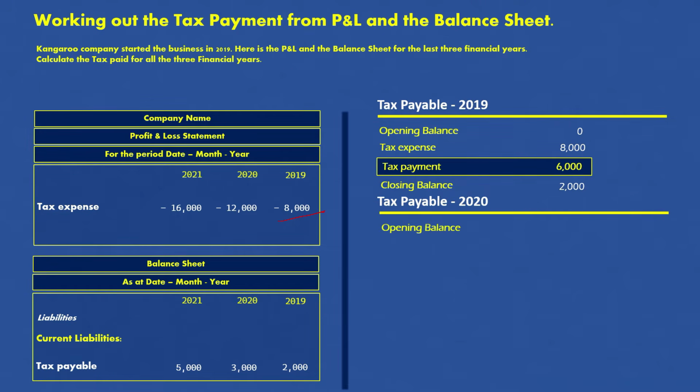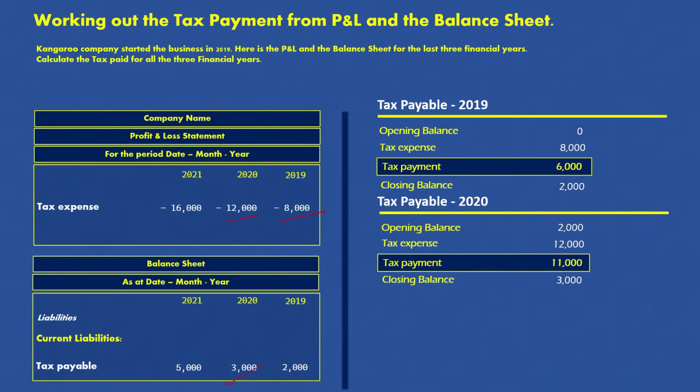For 2020, we will begin with the opening balance of 2,000, that is coming from the previous period, but then we have to add the new tax expense that is in the P&L, that is $12,000. And now this opening balance plus tax expense means the payable now is $14,000, and if that is not in the closing balance, that must be paid already. And as we check the closing balance from our balance sheet, the closing balance is 3,000, which means that we must have paid $11,000.